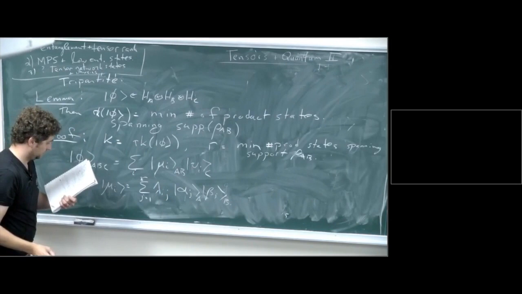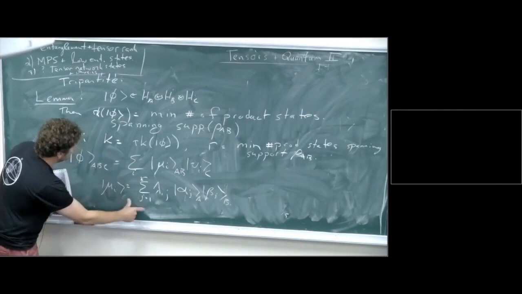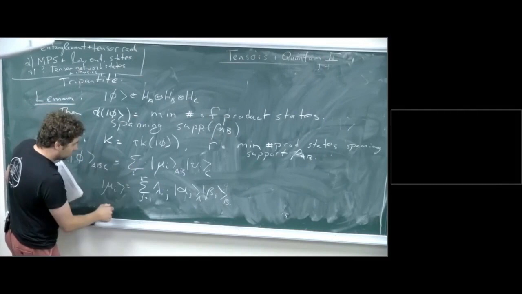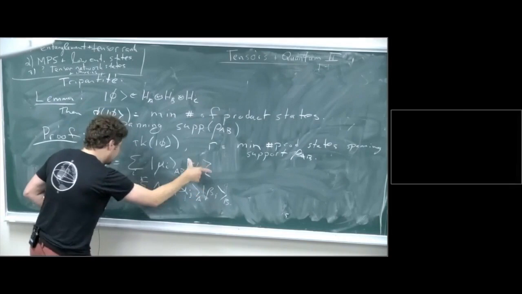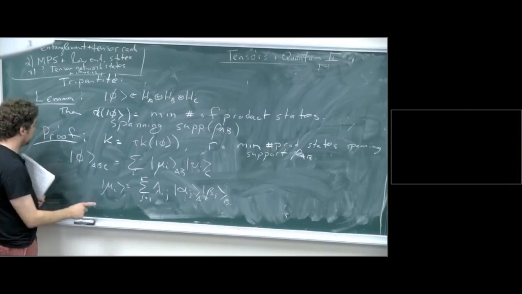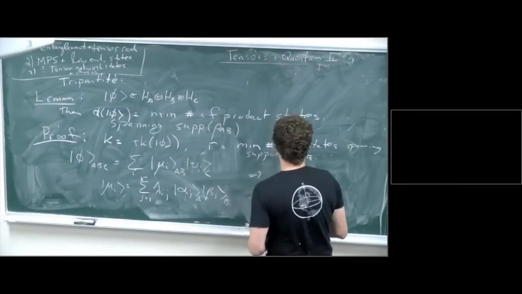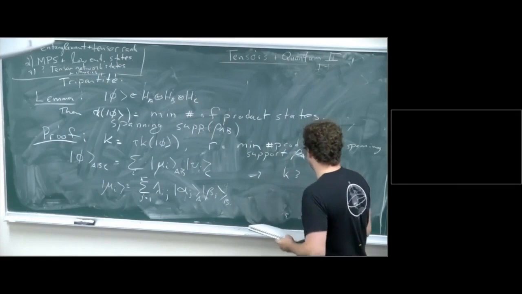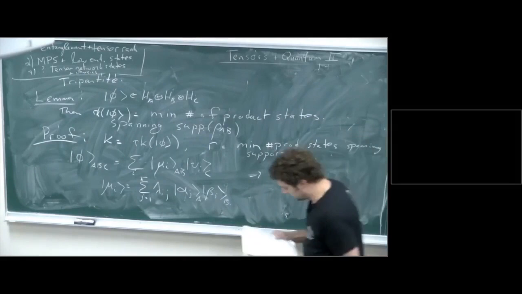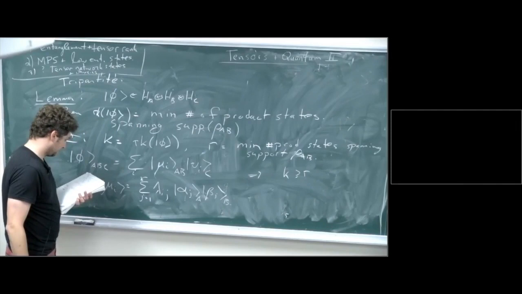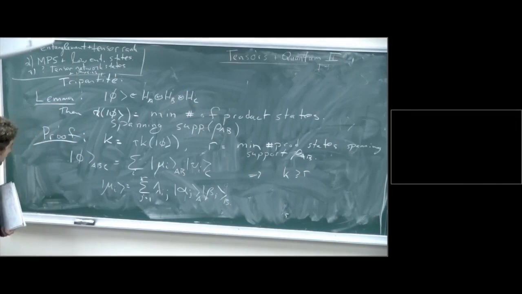Now I can substitute this expression into here, turn the sum over i into just a sum over these. And that gives me an explicit expression for phi in terms of no more than R product states. That's clear? You're happy. You nodded. Good. So that means that K, the rank of the thing, can't be any smaller than the minimum number of product states spanning the support. But then, since I've also given an expression for phi, let me just erase over here.